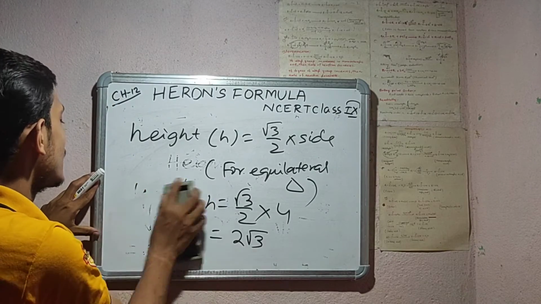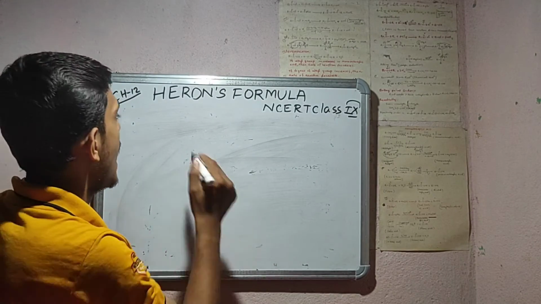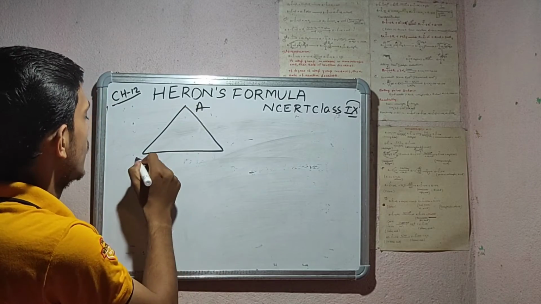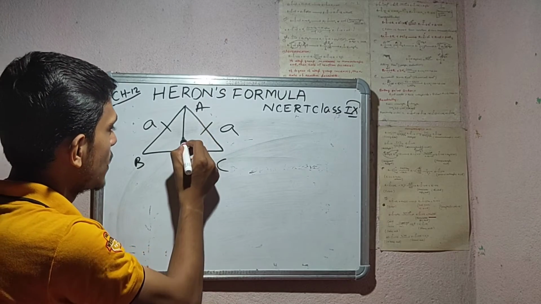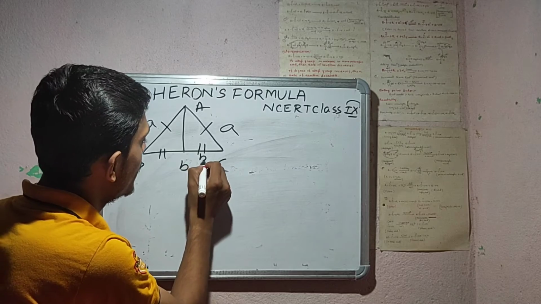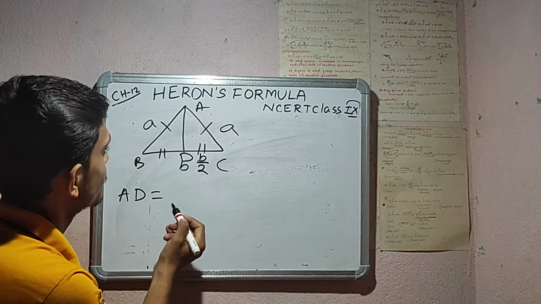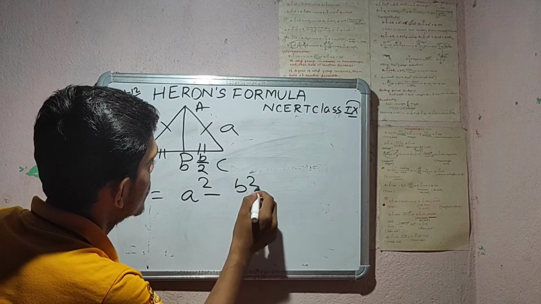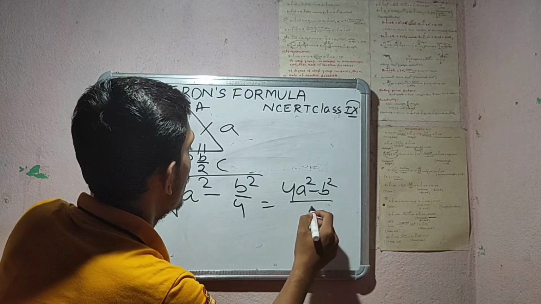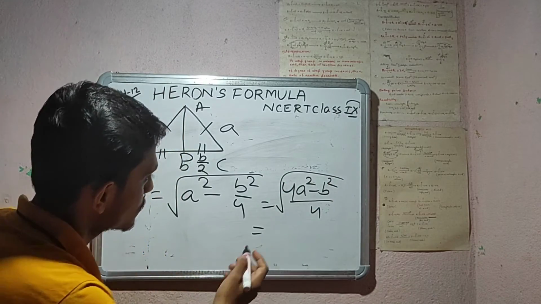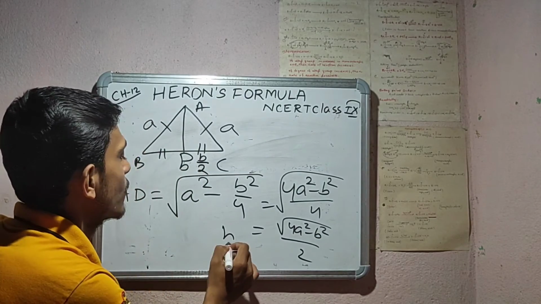Okay. Similarly, for isosceles triangle, isosceles means the two sides are equal. This side is equal to this side. Let this be A and this be B. And this is your height. It bisects. So that is B upon 2. In a similar way, you can find the AD. That is the square root of A square minus B square upon 4. That is 4A square minus B square upon 4. Okay. So that is square root of 4A square minus B square, upon 2. This is your height formula.